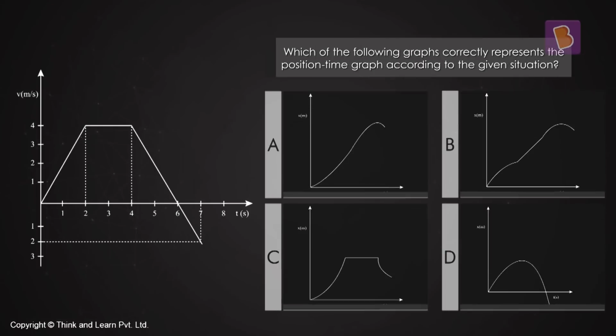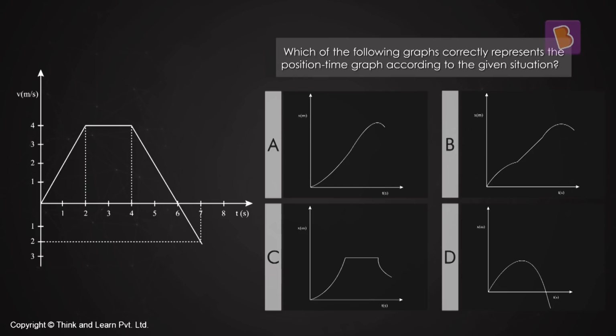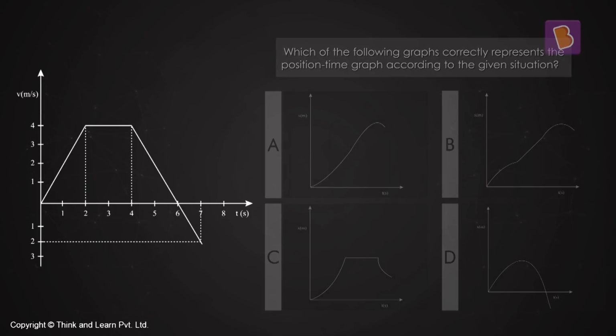So over here we have a typical graph type of question, and this is a paragraph question, right? As you can see, this is the graph, all right? Now, what does the question say? The first one says, which of the following graphs correctly represents the position time graph according to the given situation? Okay, so you have to convert this into a position time graph. Now, how do you do it?